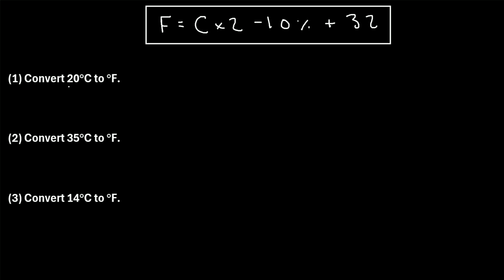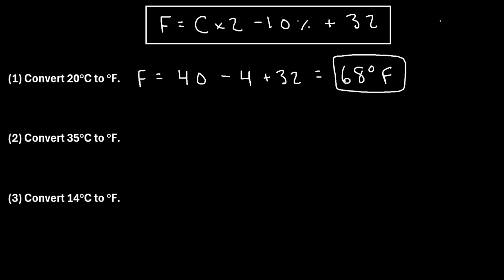This first example says convert 20 degrees Celsius to Fahrenheit. So here's what we can say. Fahrenheit is going to be equal to 20, so we're going to plug in a 20 right here for Celsius times 2. 20 times 2 is 40, minus, we have to subtract 10% of 40. So if we imagine our decimal point is right here, move it once to the left to make it right here. So 10% of 40 is just 4. So we'll subtract 4, and then we still have to add 32. So we get 40 minus 4 is 36. 36 plus 32 is 68 degrees Fahrenheit.